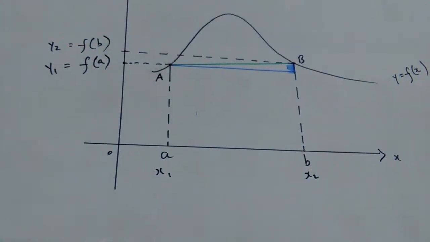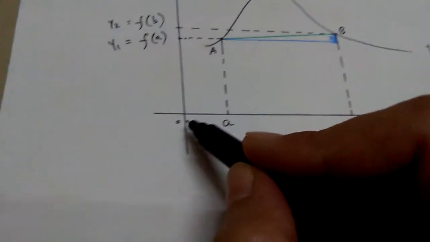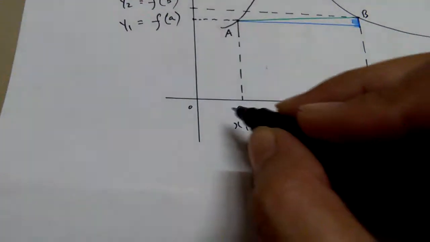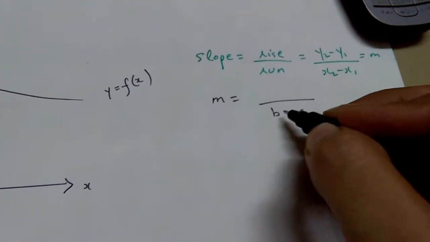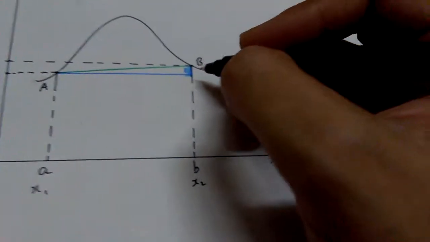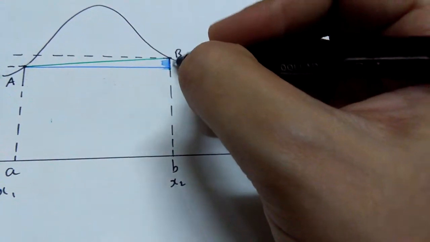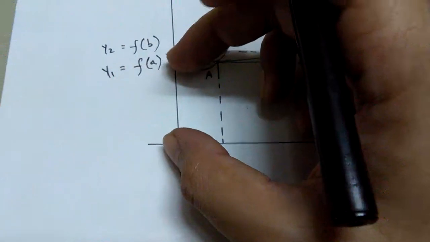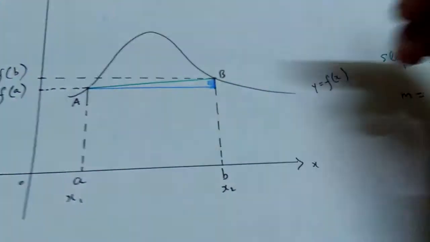So here you can see that the value of my x2 is my b, and that of your x1 is my a. So x2 minus x1 is equal to b minus a. And in this way, if I talk about my rising length, it is actually the subtraction of your f of a from your f of b. Okay, so that's how you get this small portion value.